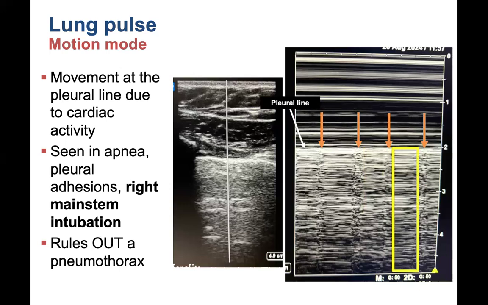So the barcode tells us that the lung is not being ventilated, but the intermittent cardiac activity that we see in M mode tells us that we actually don't have a pneumothorax. It rules out a pneumothorax because when the heart beats, the lung moves a little bit and the ultrasound senses that movement. So the fact that the ultrasound beam can sense that movement tells us that the visceral and parietal pleura are actually well approximated.